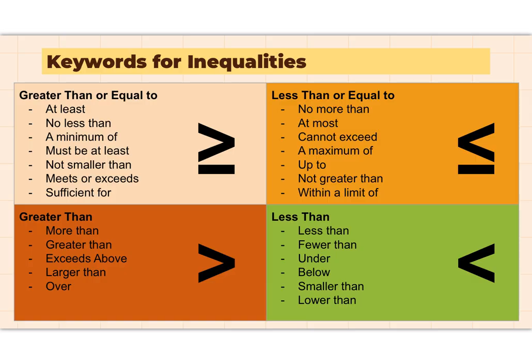So I find this list helpful for keywords where we have greater than or equal to and less than or equal to words. We also have greater than and less than. So please note that a few of these words in the greater than section and the less than or equal to section, they kind of sound opposite of each other. At least, no more than, a minimum of, must be at least, all mean greater than or equal to, whereas the less than or equal to says no more than, at most, cannot exceed, a maximum of. They all sound like it should be something greater, but it means less than or equal to. We are restricting it to something that cannot exceed it.